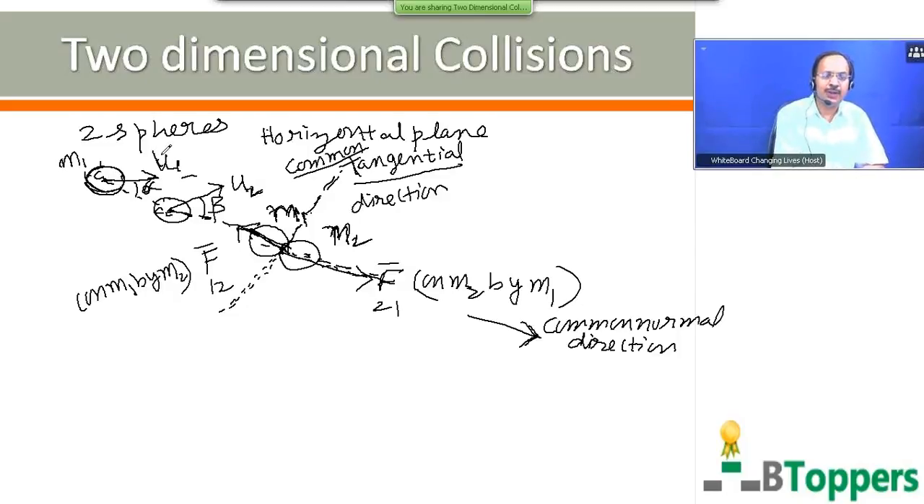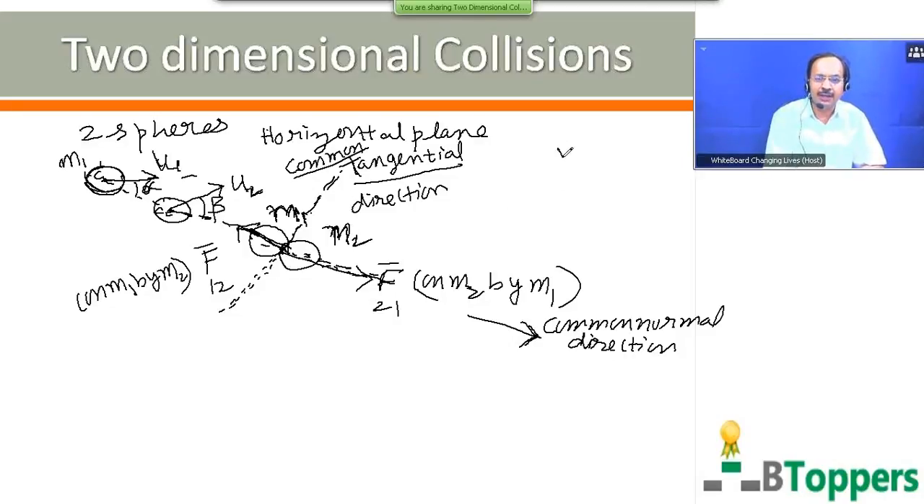So we can resolve the initial velocities u1 and u2 into rectangular components along the common normal direction and common tangential direction. You can choose the common normal direction as the x-axis and the common tangential direction as the y-axis, or otherwise, you can choose the x-axis along the common tangential direction and the y-axis along the common normal direction. So you can resolve the velocities u1 bar and u2 bar of the two colliding masses just before collision into rectangular components. Each velocity vector we resolve into two rectangular components along the common normal direction and common tangential direction.